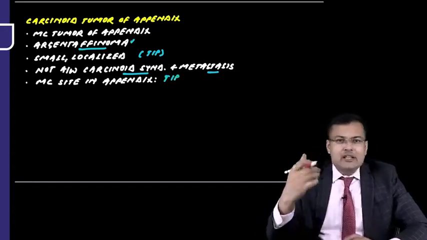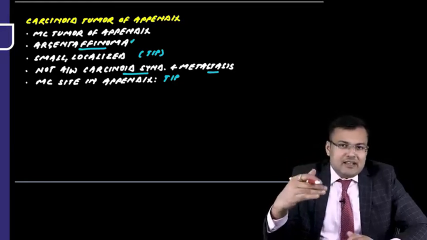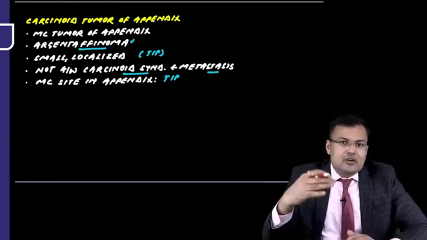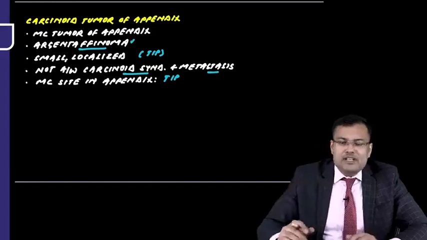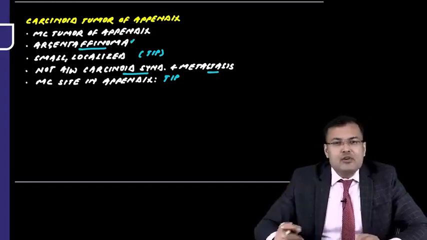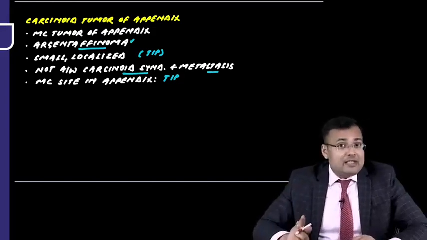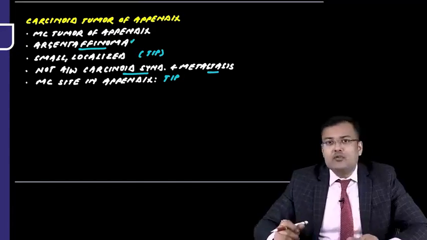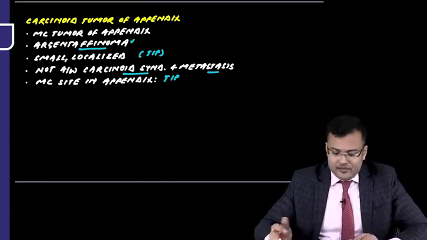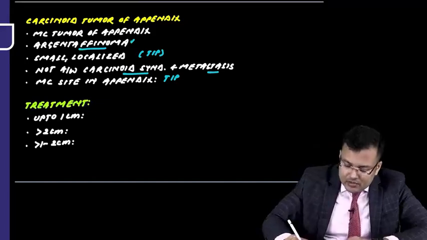Now, you know that in carcinoid tumors, the risk of malignancy increases with size. So, if the size of the tumor is up to 1 centimeter, what is sufficient? We go for appendectomy. And whenever the size is more than 2 centimeters, we go for right hemicolectomy. So, size up to 1 centimeter, what is sufficient here? We go for appendectomy.